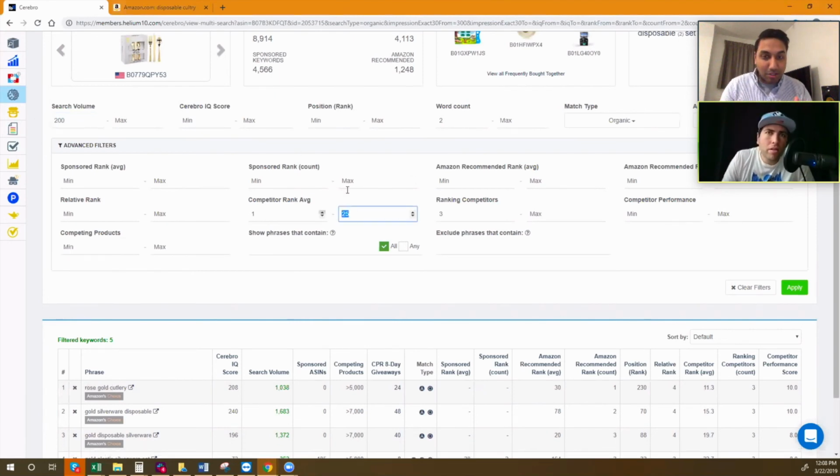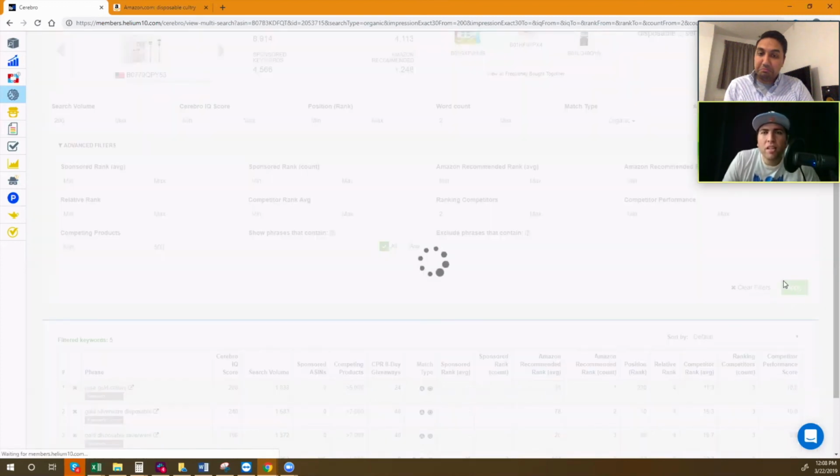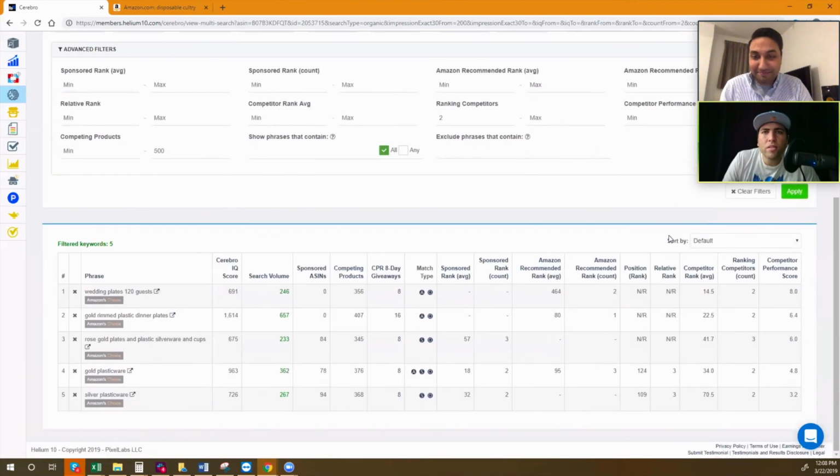That's another thing you guys can search for. Let's say you want to find a word that at least 2 of them are ranking for, but there are maybe even less than 500 competing products. I don't know if anything is going to come up here. Let's just see. Who knows? Oh, yeah, here we go. Look at this. Here's a word, wedding plates, 120 guests.